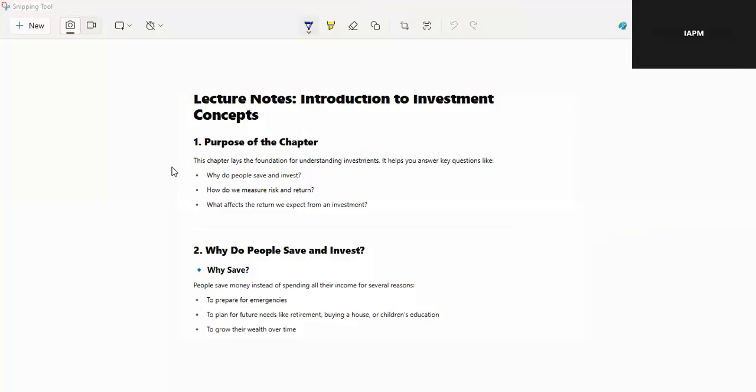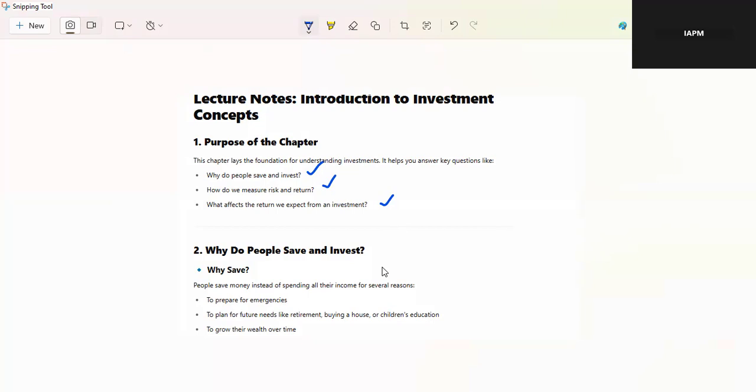Chapter 1, Investment Analysis. The purpose of this chapter is to understand basic knowledge: why people invest, how we measure risk and return, and what effects return has on an investment.